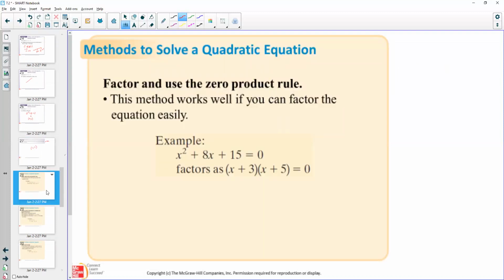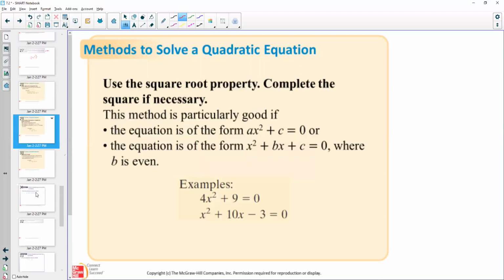So here's a rundown on the choices. When we want to solve a quadratic equation, we can factor and use the zero product rule. This is the best case, right? This is the one we want to use if we get that option. Option 2 is the square root property. If we need to complete the square, we should do that. It's good if you have something that looks like this, or if it's something that works out easily, okay?